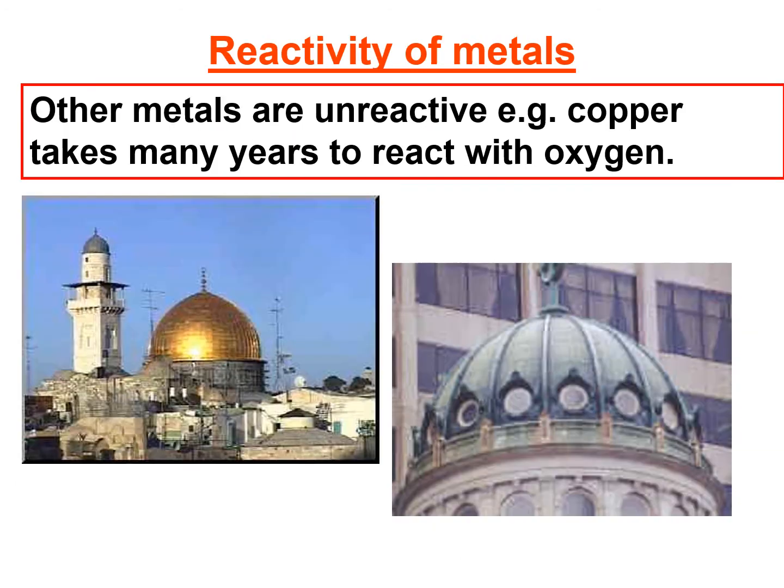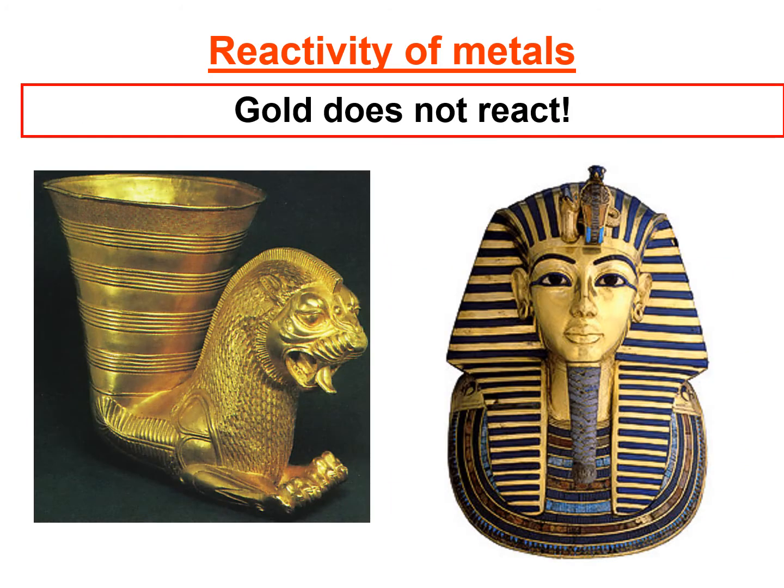And then we've got other metals that are down the bottom of the reactivity series. So metals such as copper might take years and years to react with oxygen, and then we've got our native metals, gold, which just doesn't react with oxygen at all.